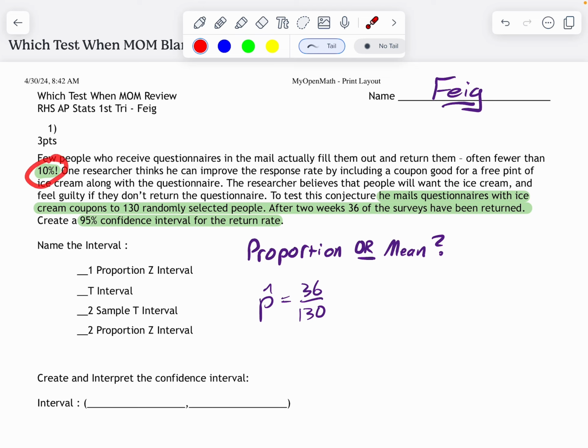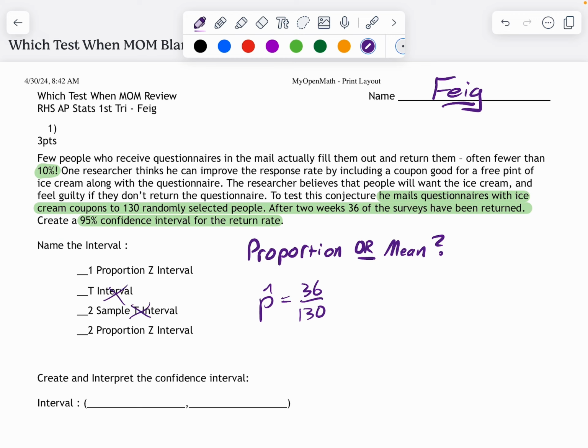I highlighted that right away because I'm like, well, it's a percent, so it's a proportion. So I'm pretty much already dialed into this one or this one. T's are for means, so I can just chop those two off.